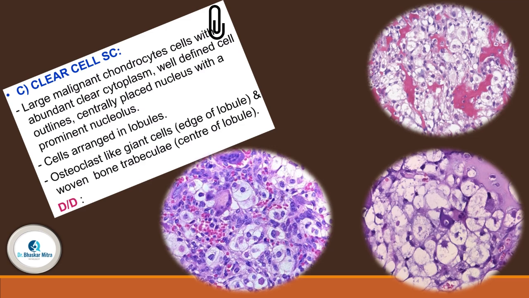These cells are usually arranged in small lobules, and there may be presence of osteoclast-like giant cells along the edge of the lobules. There may be woven bone or trabeculae of bone at the center of the lobules, and there is a centrally placed nucleus among all the cells with a clear, abundant cytoplasm.